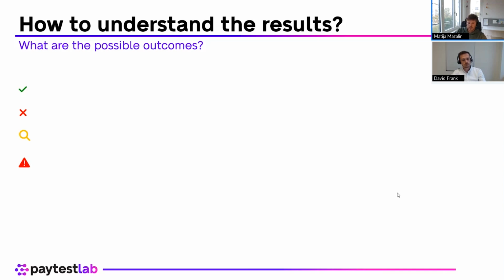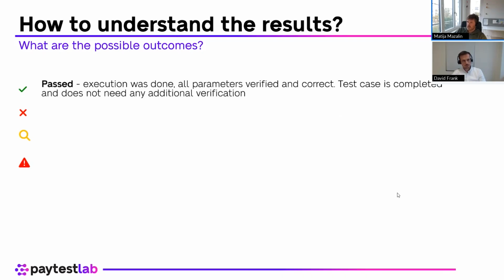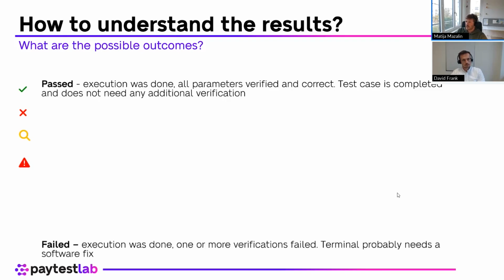But once the results come back, we get the result passed. So execution was done, all parameters were verified, and they were correct. The test case in this case is completed and doesn't need any verification. So this test case is passed and done, and nothing else is needed.